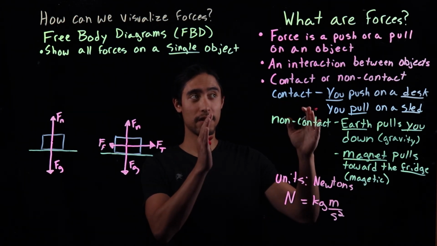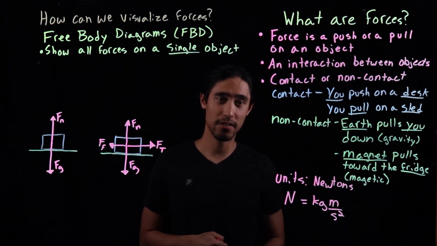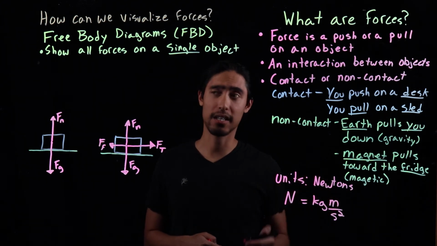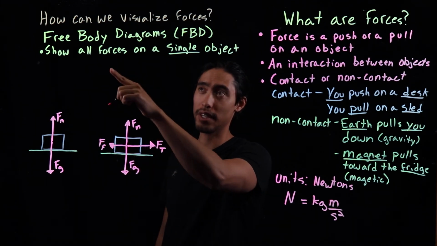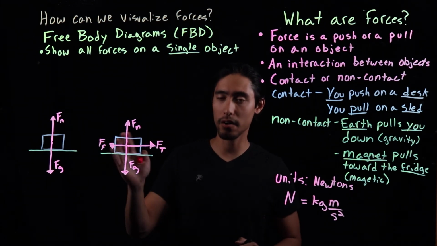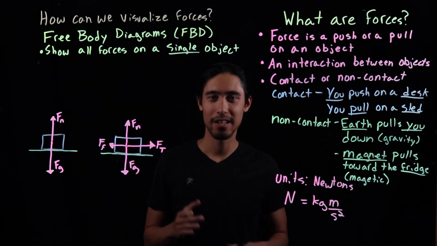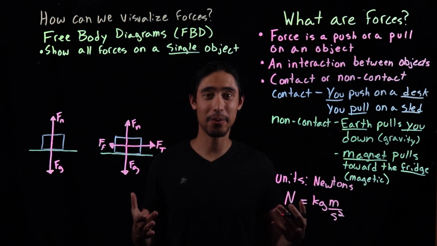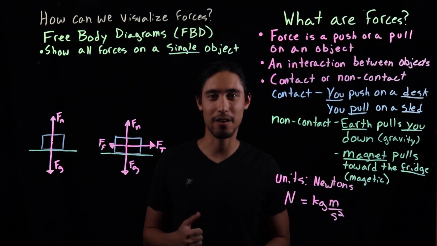So we have forces, they're a push or pull on an object. They are an interaction between objects. They can be contact or non-contact. And we can represent these forces on an object by using free body diagrams. All the forces are represented on one single object. So that's it for today. In the next lesson, we'll get into Newton's first law and the law of inertia.